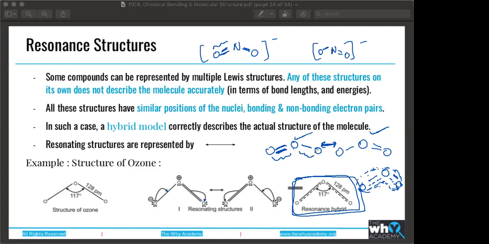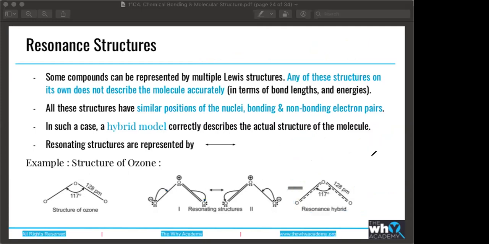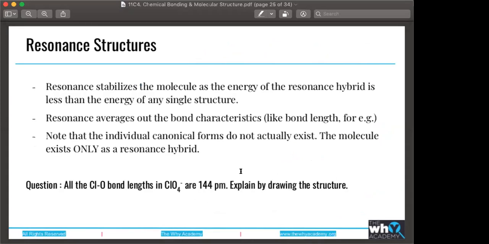Understood, is resonance structure clear? Can we take one more example, besides ozone? Another example would be the carbonate ion, CO3 2 minus.